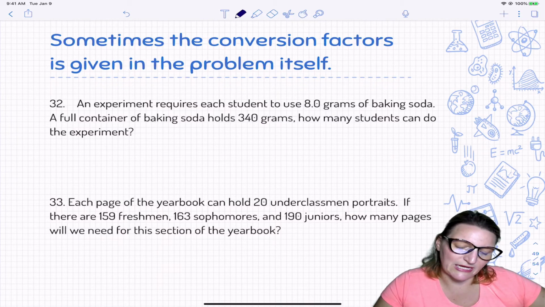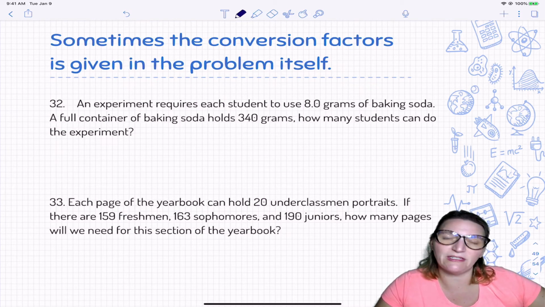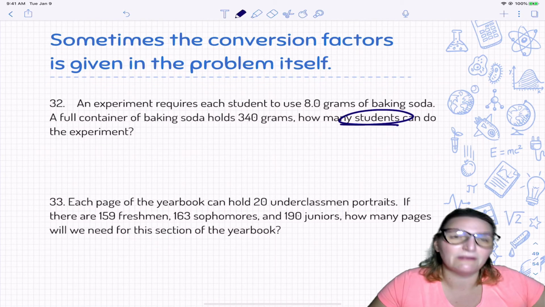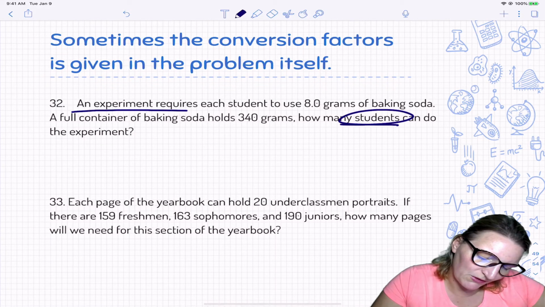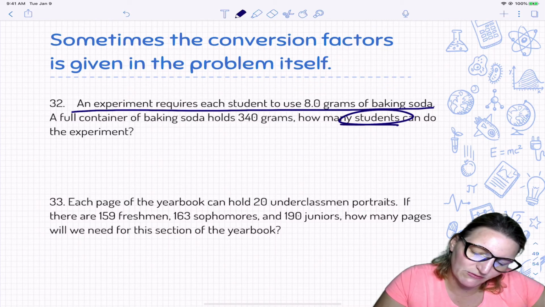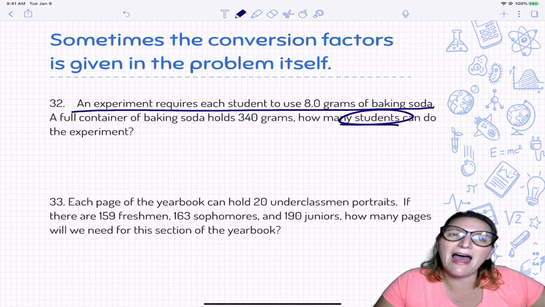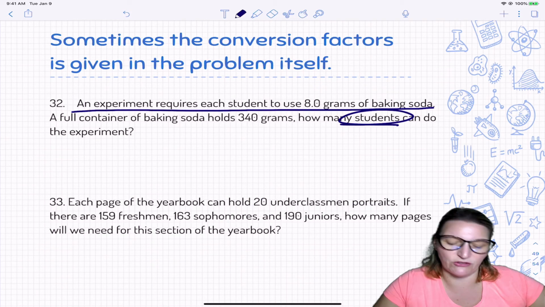So number 32 says, an experiment requires each student to use 8 grams of baking soda. A full container of baking soda contains 340 grams. How many students can do the experiment? So students is what I'm trying to find. And then there's a lot of clues in this. An experiment requires each student to use 8 grams of baking soda. That is actually my hidden conversion factor.